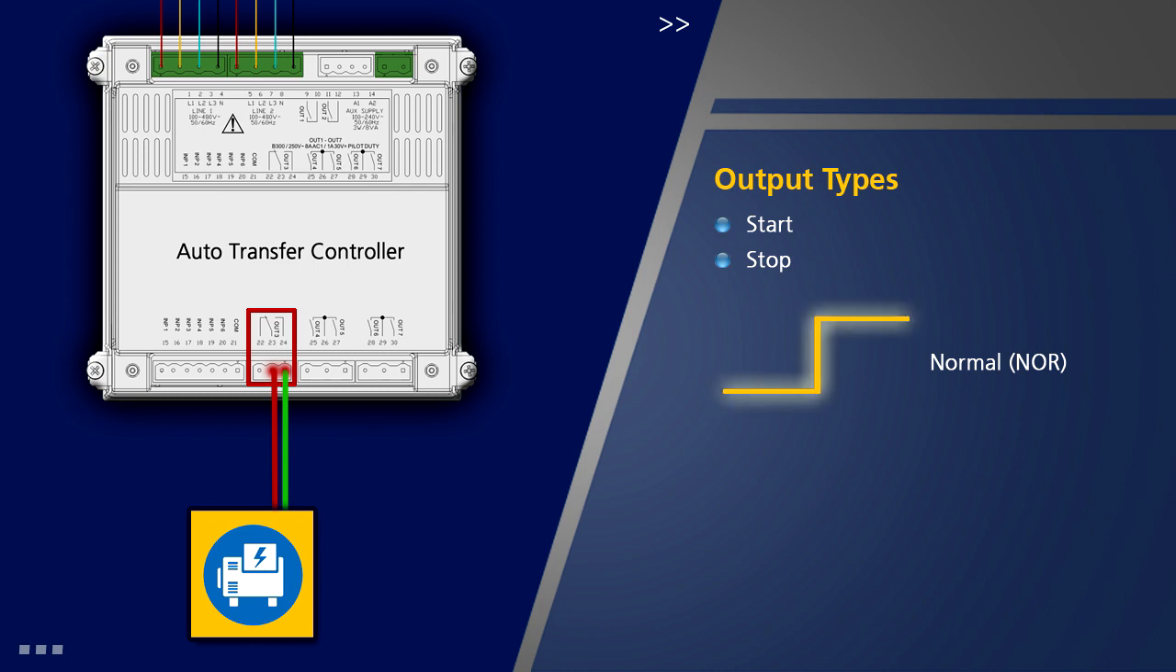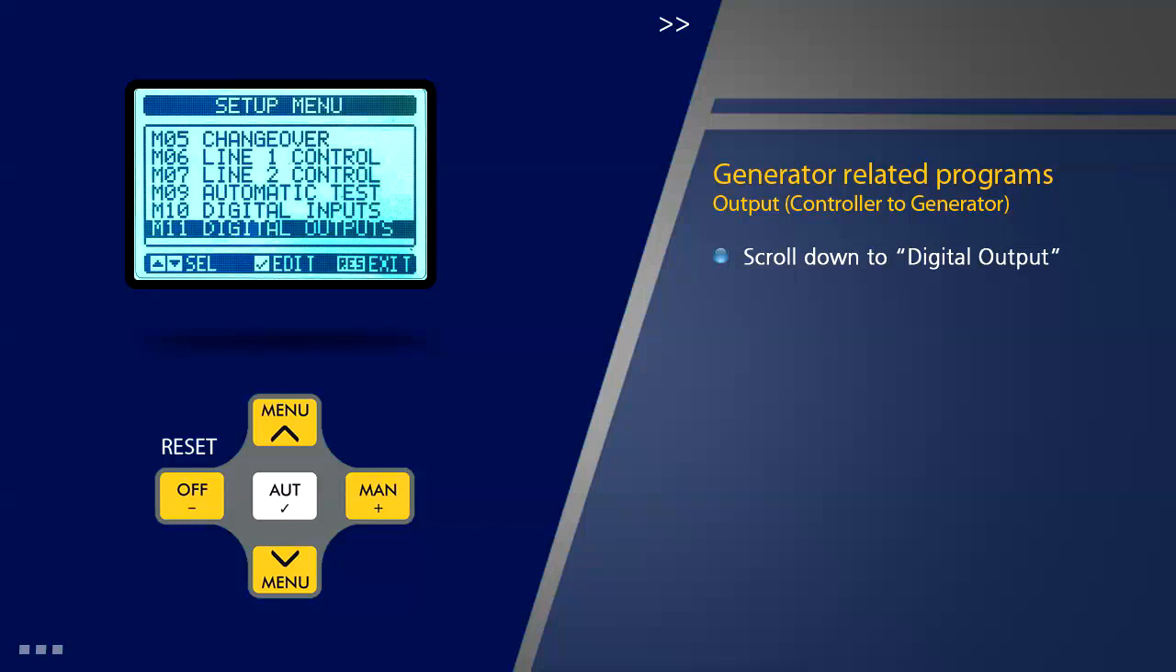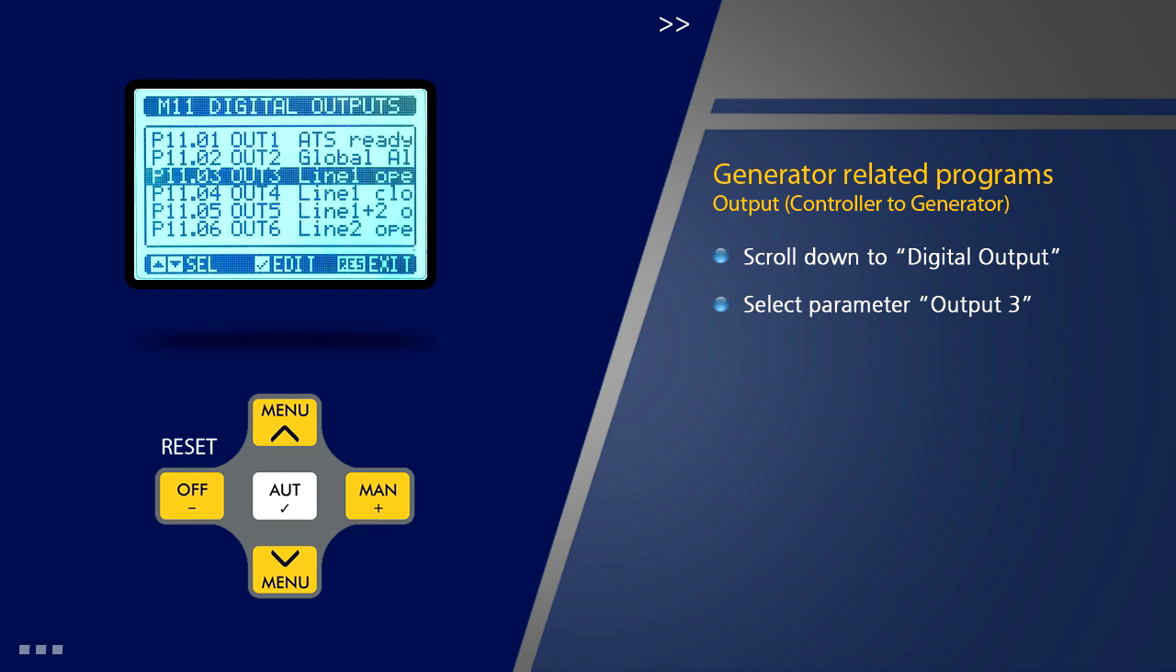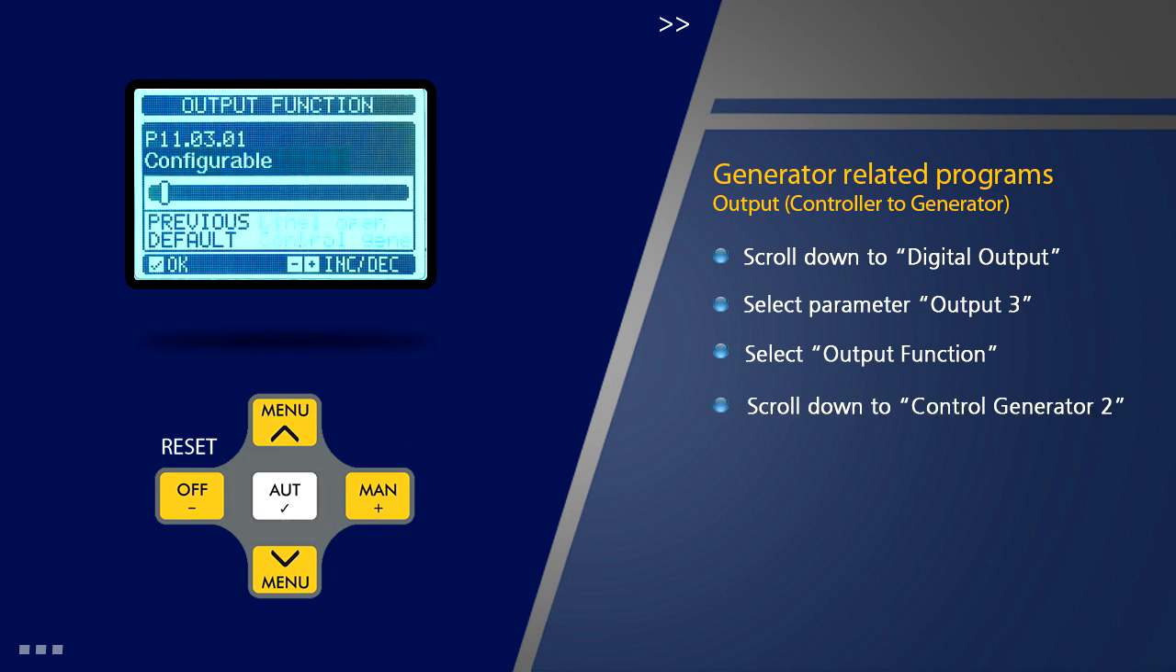An option is also available in which output is high by default and activation leads to de-energizing of that output which is low to high signal. The procedure for setup is as follows. Scroll down to option 11, Digital Output on Setup menu page and press OK. Select parameter 3, which is output 3 on this page and press OK. Select the option Output Function, which is the first option on this page and press OK. Now scroll down to select the option Control Generator 2 and press OK.